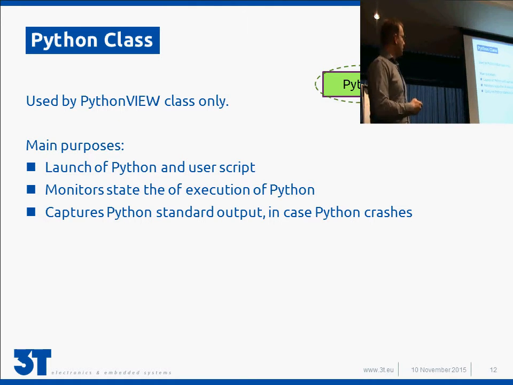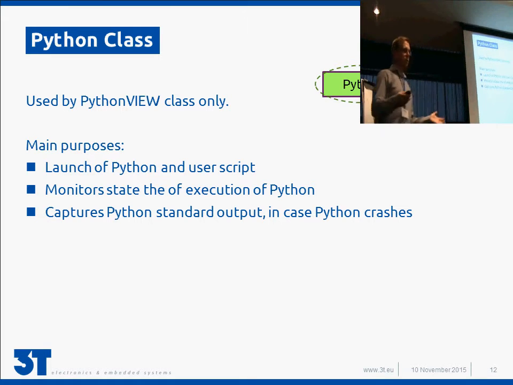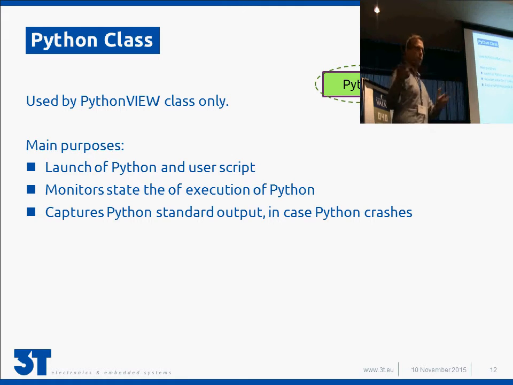Then the Python class. It's only used by the PythonVIEW class, so as a user you don't see it, it's hidden. Its main purpose is to launch Python and with that also to start your user script, which is all done in the background. And it also monitors the state of your Python execution. So if the script is finished, it will monitor that and those kinds of things.